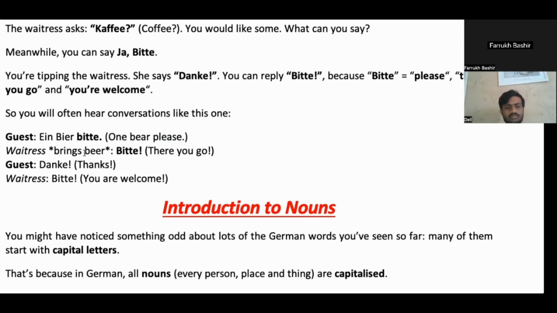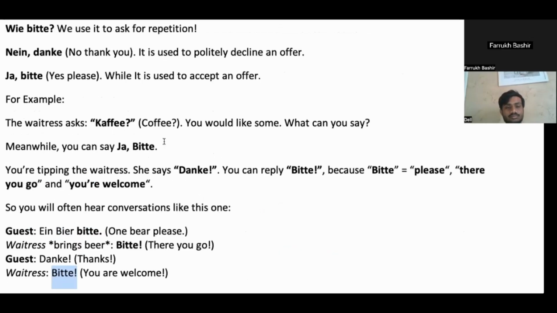She hands it over to me, and in return, she says "bitte," there you go. And I receive that and I say "danke," thank you. And again, the waitress can reply "bitte," that means you are welcome. So technically, the one word has three different meanings and it can be used in three different scenarios. So these are a few basic phrases.